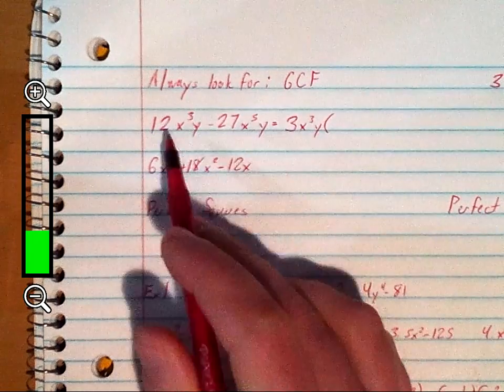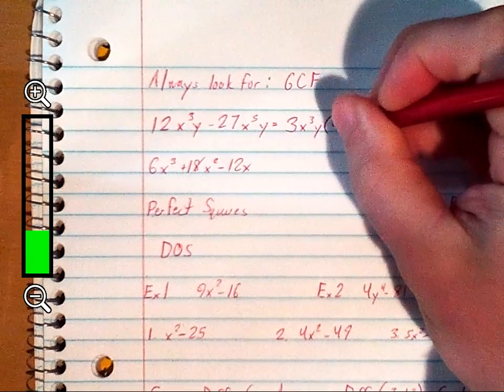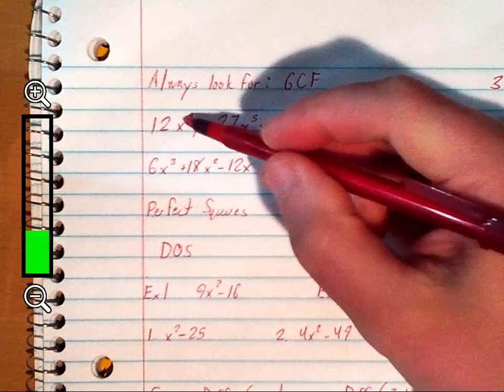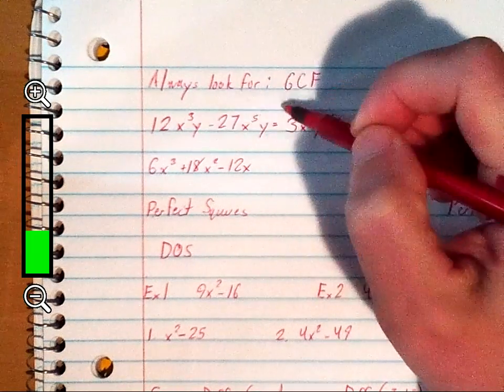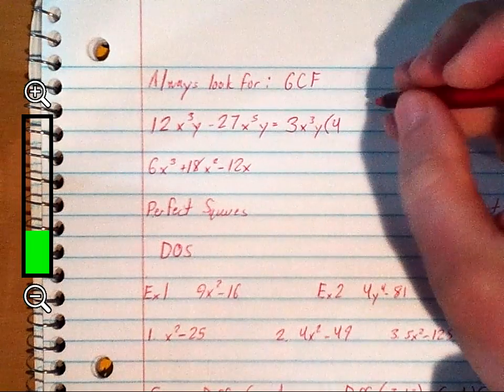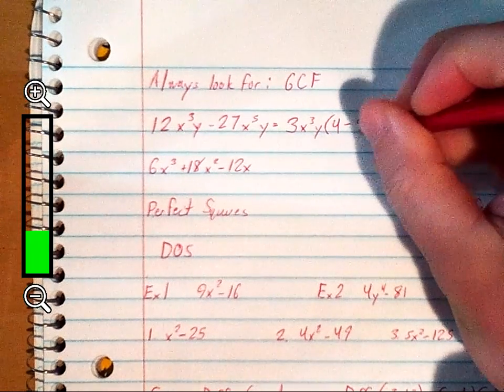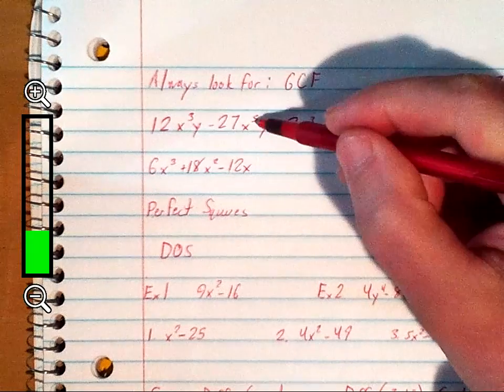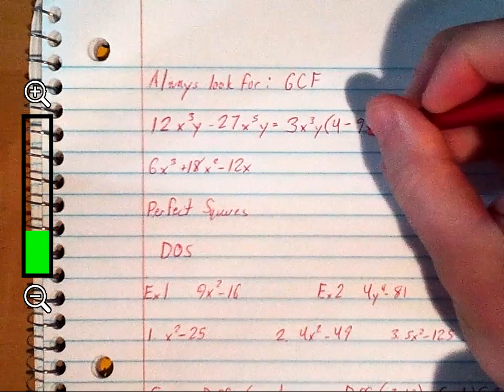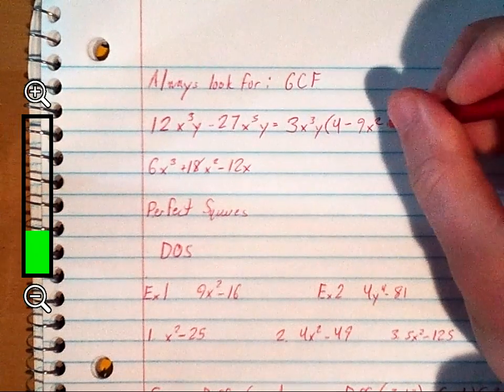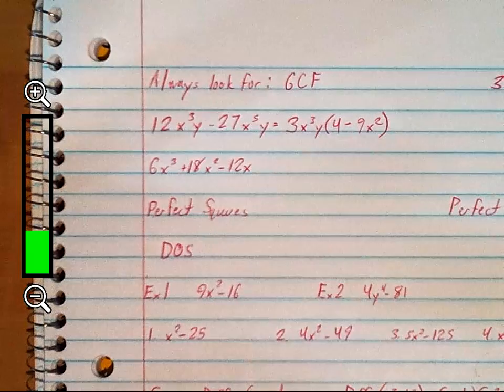If I pull a 3 out of 12, I'm left with a 4. If I pull an x to the third out, it's going to be gone, and if I pull a y out, it's going to be gone. If I pull a 3 out of 27, that's going to give me a 9. And then I pulled out x to the third, so that leaves me x squared, and then there's nothing left there for y.